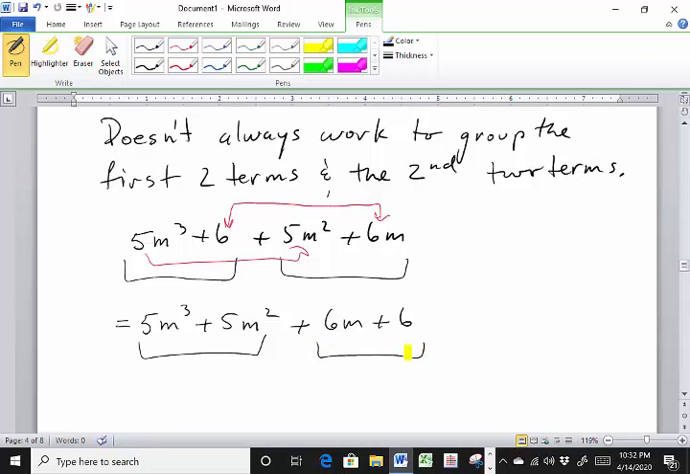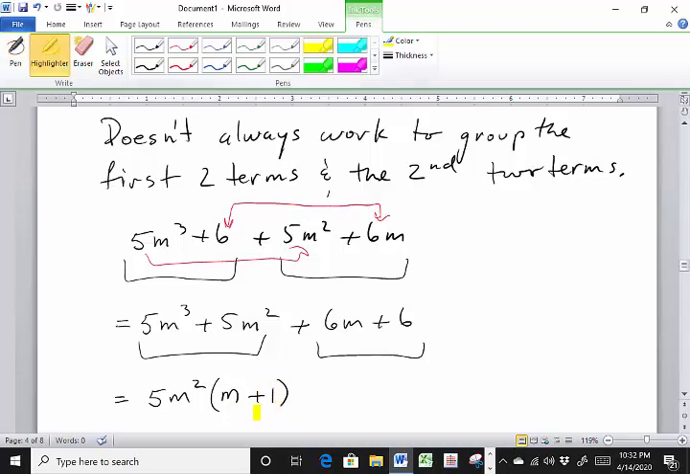I group the first two and then the second two, after I rearranged them. So let's see. It's going to be a 5m squared, because of 5 for the GCF for the coefficient here. And then for m cubed and m squared, the lowest exponent is a 2. Alright, so 5m squared times what gives me 5m cubed? Well, that's just m. And then 5m squared times what gives me 5m squared? Well, that's plus 1.